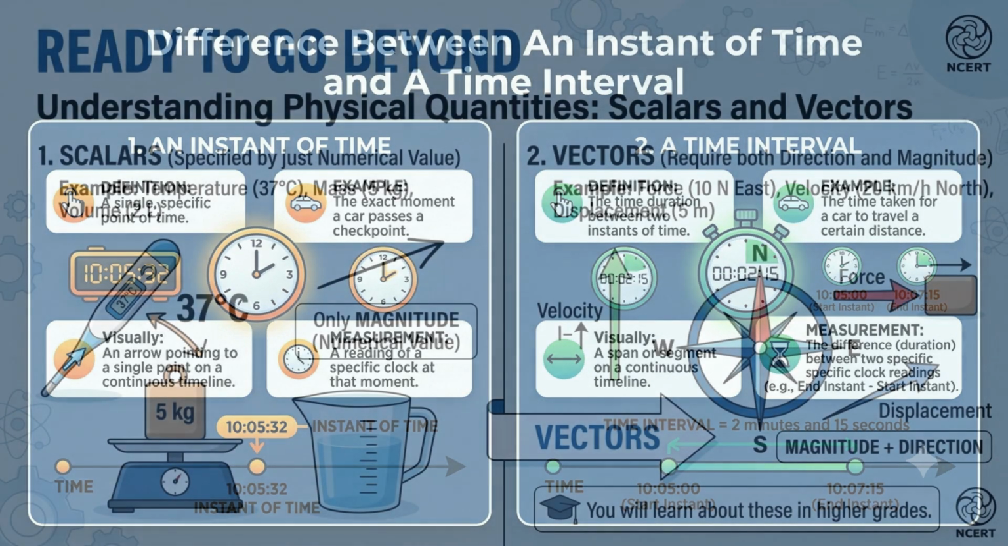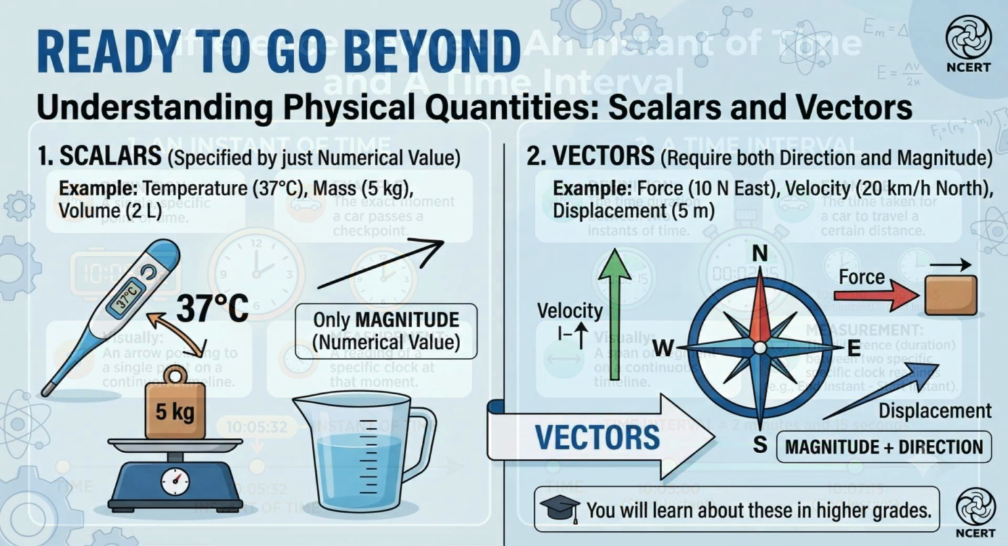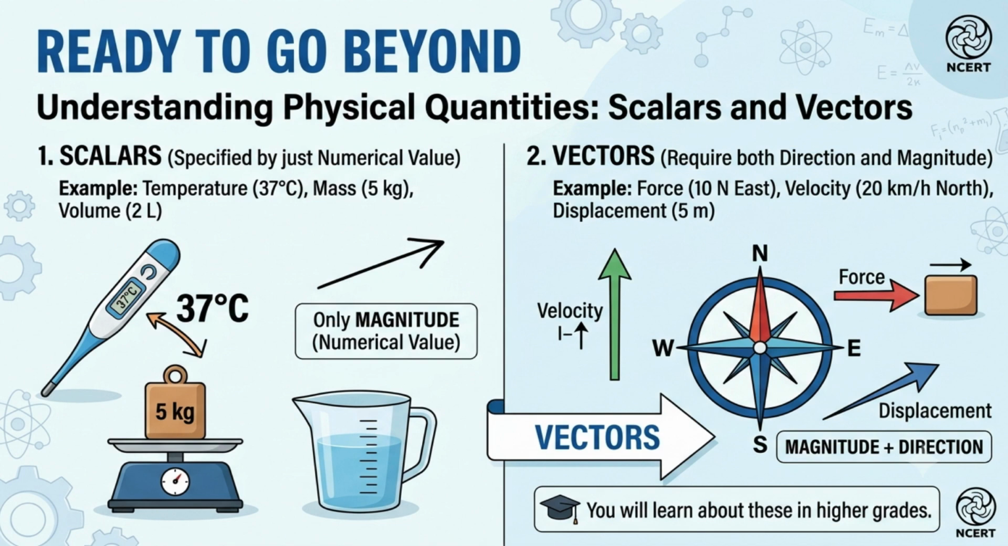Ready to go a step beyond? Let's look at how we measure things in physics. Physical quantities are actually divided into two main types, scalars and vectors. First, we have scalars. These are quantities that are completely described by just a numerical value or magnitude. Think of things like mass, temperature, or time. You don't need a direction to say it's 5 kilograms or 37 degrees Celsius.